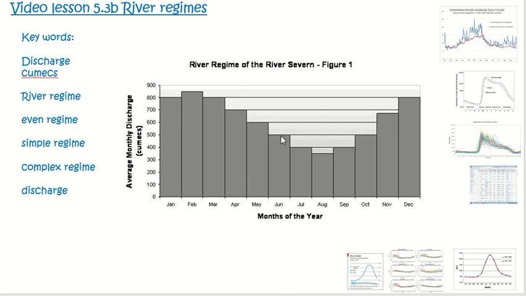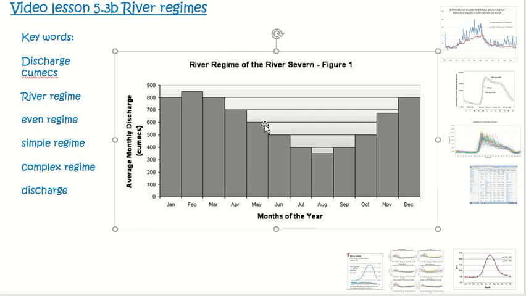So the River Severn is an example of a simple regime, where it experiences a seasonally high discharge in autumn and winter, and then a lower discharge in summer, and that's typical for a lot of rivers in the UK.